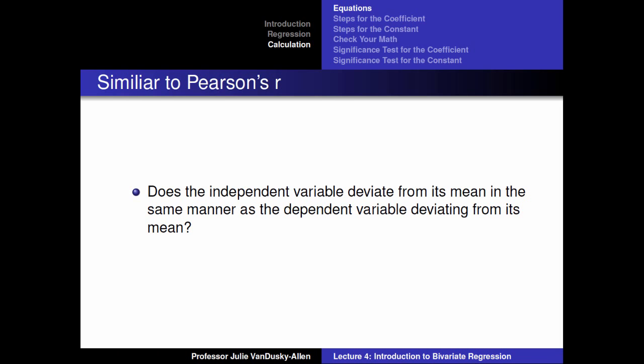Although this calculation is a little different, this is very similar to the Pearson's correlation coefficient R. We're determining if the independent variable is deviating from its mean in a similar or different direction and magnitude as the dependent variable is.